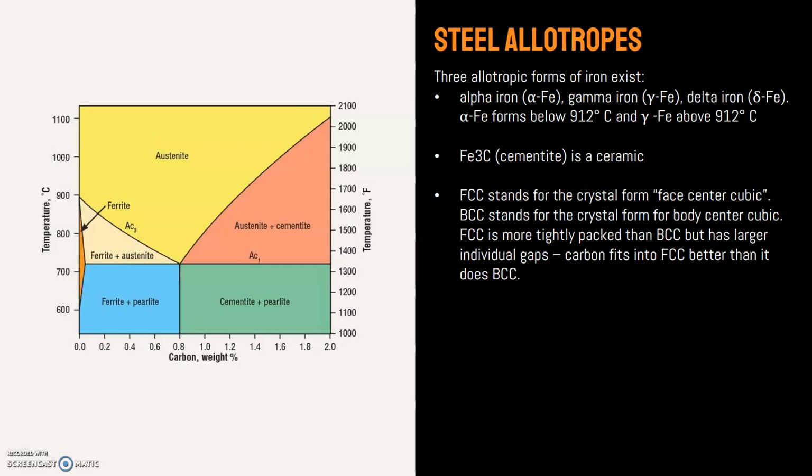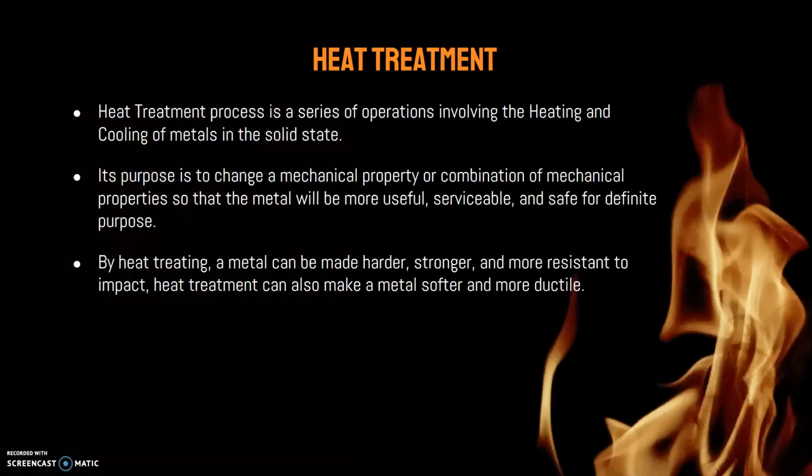The alpha iron forms below 912 degrees Celsius, the gamma above 912 Celsius. Now there are other types of steel, but they're considered ceramics, such as cementite, which is a ceramic, a very, very brittle material. FCC stands for face-centered cubic. BCC stands for body-centered cubic, and FCC is more tightly packed compared to the BCC, but has larger individual gaps. Carbon fits into FCC better than it does BCC.